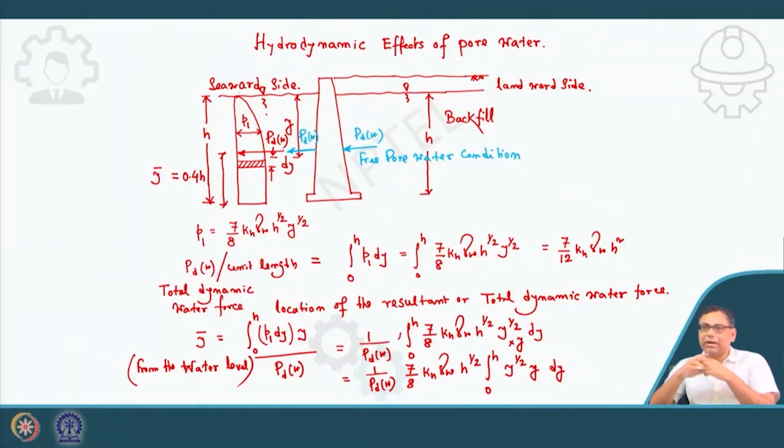So, again, engineers have to use their judgment, but here I would recommend that if it is free pore water condition, then you consider it, and if it is resistant pore water condition, then don't consider it. So, if you see that the permeability is high enough, then you consider it. If you feel that permeability is not high enough, or the permeability of the soil is small, then don't consider it. If you feel the permeability of the soil is high enough to produce the free pore water condition, then only you consider it.